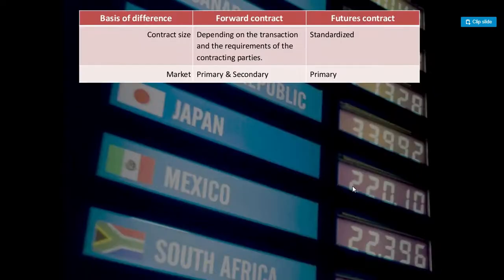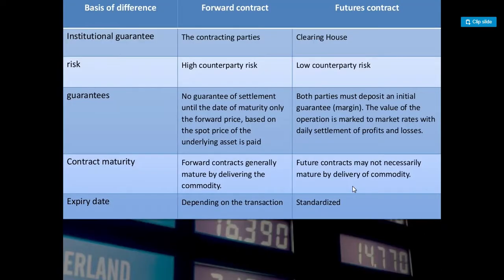And one more thing I want to tell you over here, it's not written here. Trading place. Basically forward contracts are traded over the counter. Over the counter means only two parties will be traded. OTC trade means they are traded over the counter, whereas future contracts are traded on certain specified recognized exchanges like NSE, BSE and all in India.